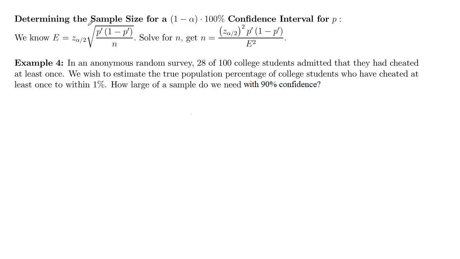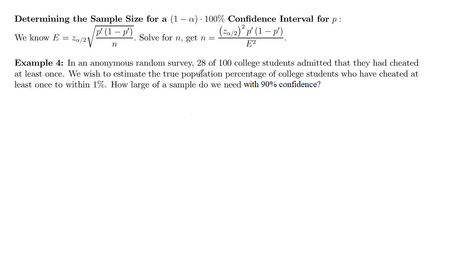So to wrap things up here for the unit, and the module, we want to find sample size for a confidence interval for population proportion. Our margin of error for a confidence interval for proportion is the z-value times the standard deviation of the sampling distribution. If we solve that formula for sample size n, we get this formula: z-value squared, p prime, 1 minus p prime, over the margin of error squared.